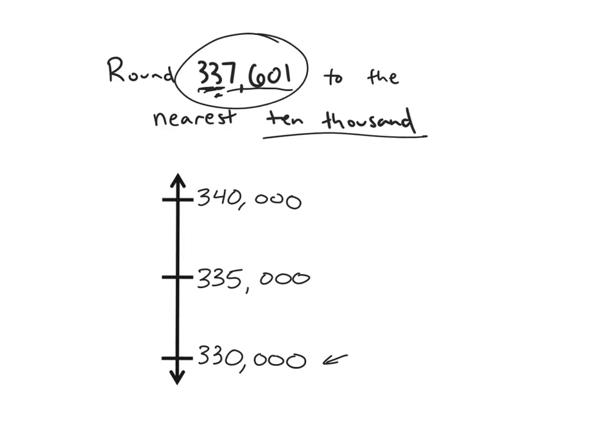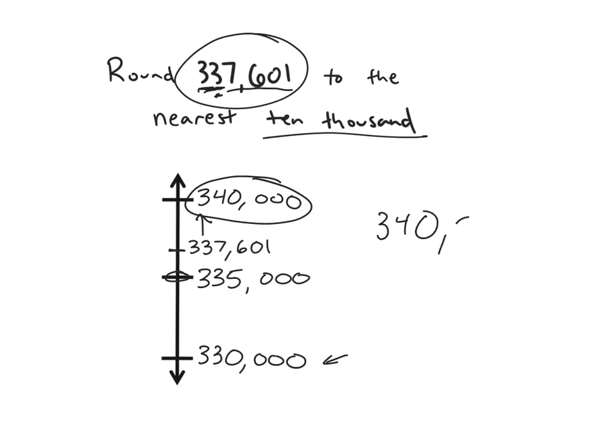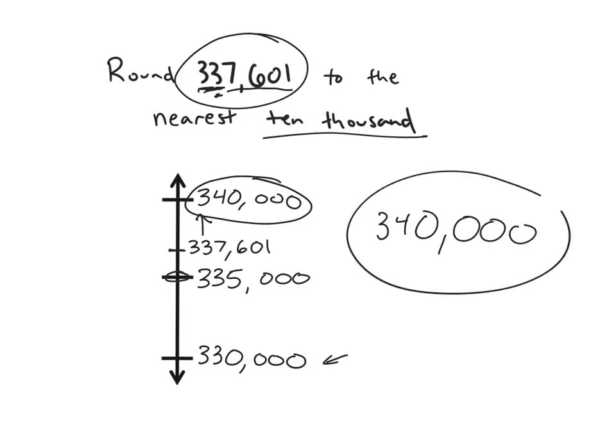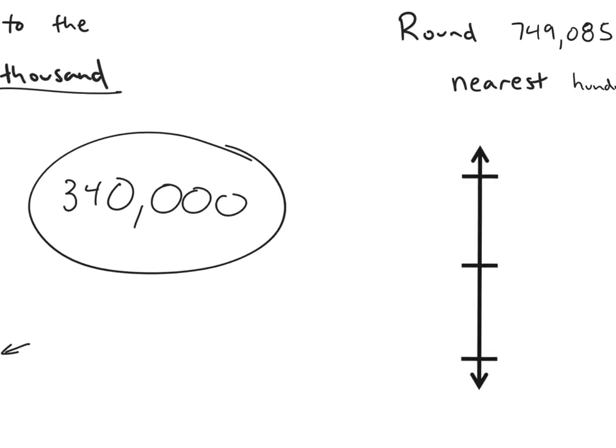And if I plot that number on the number line, it's going to fall right above 335,000. And since it's above this midpoint right here, I know I'm going to be rounding up to the next highest 10,000, which is 340,000. So I know when I'm rounding 337,601 to the nearest 10,000, I get 340,000 as my answer. So let's take a look at one more example here.